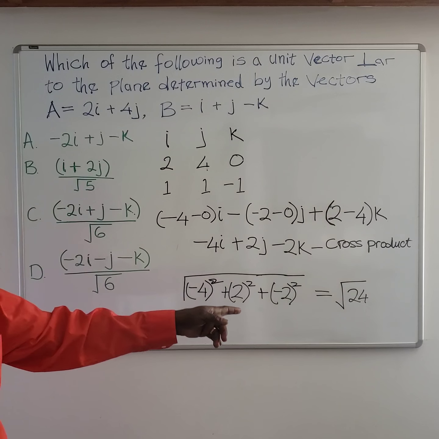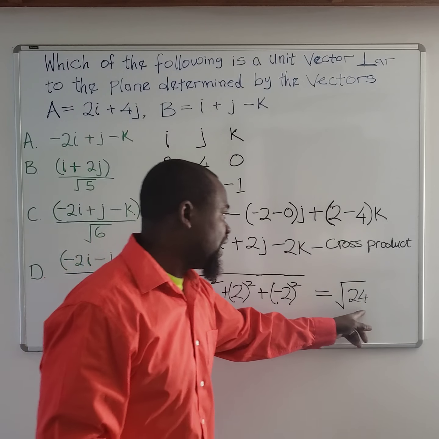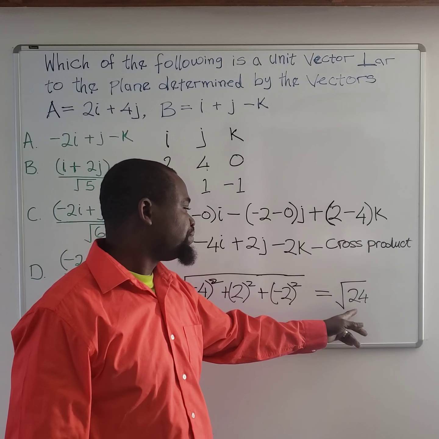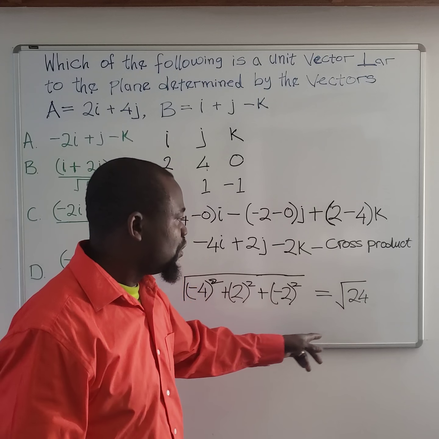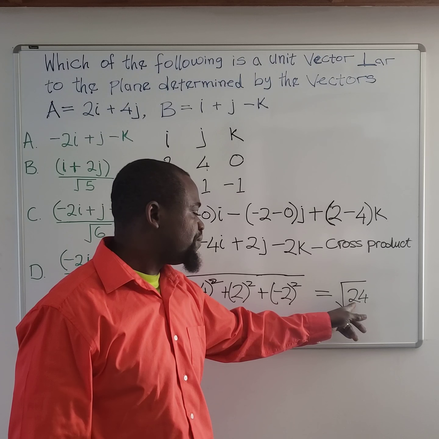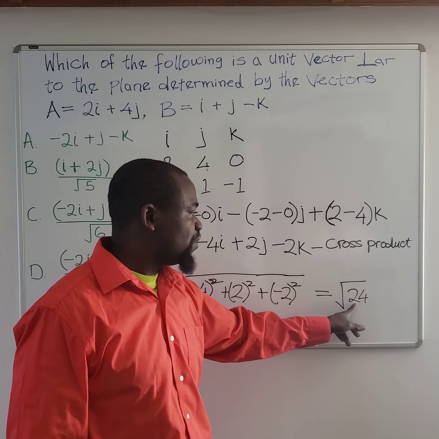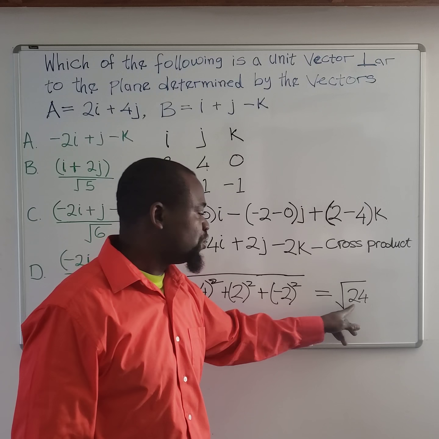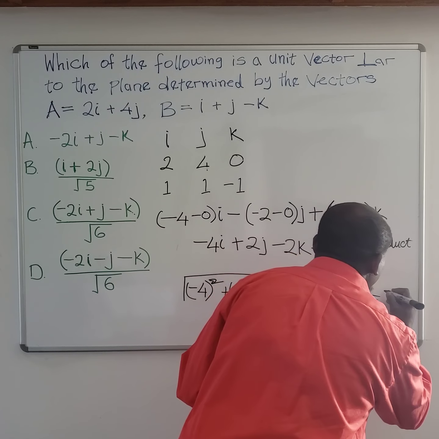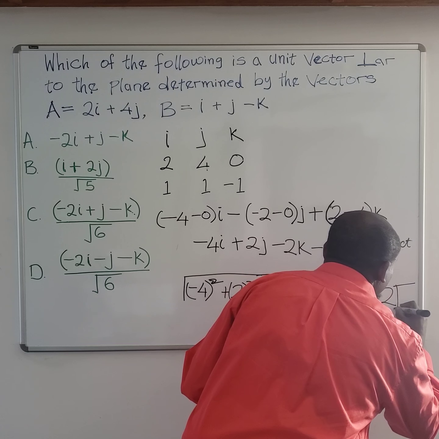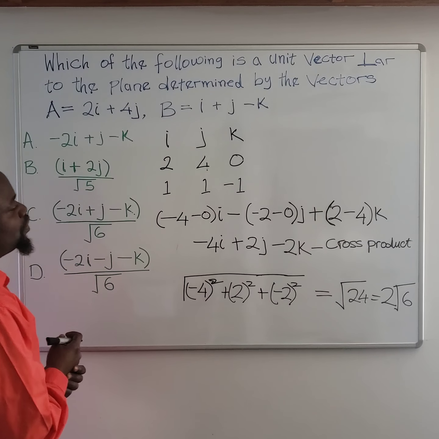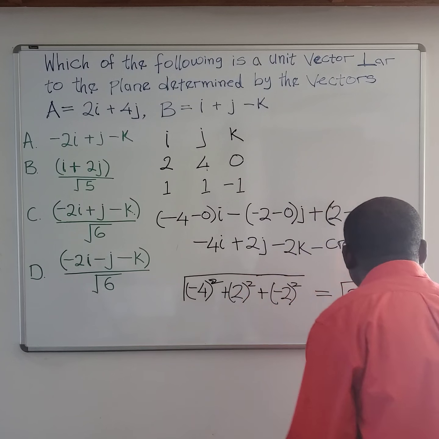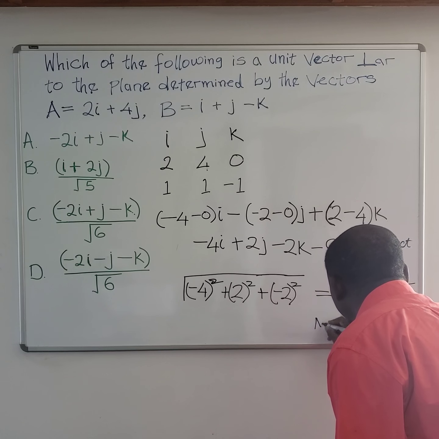All right, and you can simplify this because you know that 4 multiplied by 6 gives you 24. And you can have a perfect square root of 4, which is 2. So that will become 2 square root of 6. Okay. So that's your value here. That's the magnitude.